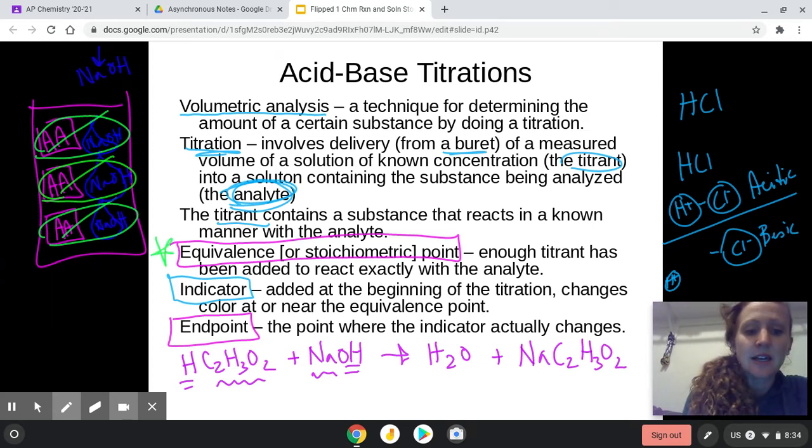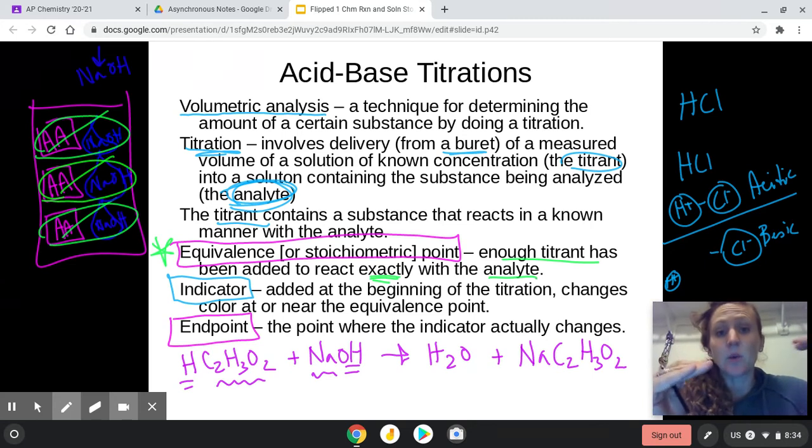This is the equivalence point. Enough titrant, NaOH, has been added to react exactly with the analyte, acetic acid. They have been added in equal amounts. They have completely reacted together. I no longer have either one of them. I have a complete set of products now. That is the equivalence point.